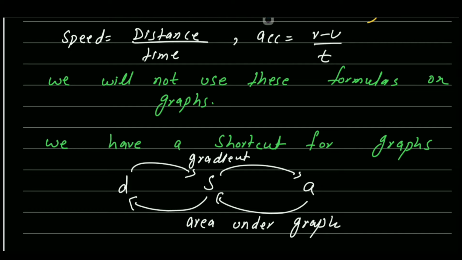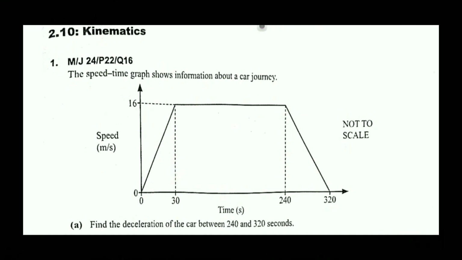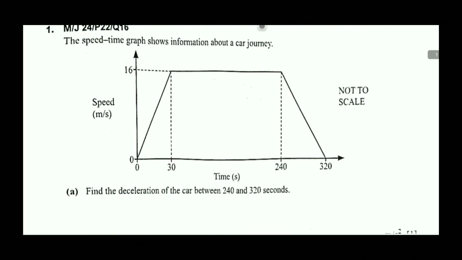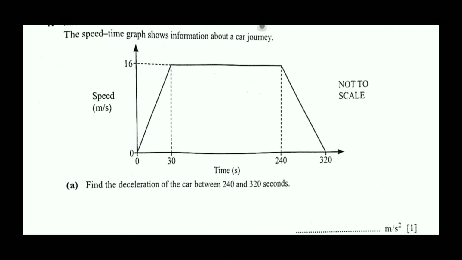So now we will do some past paper questions. Let's start. This is the May June 24 P22 paper. The speed time graph shows information about a car journey. So a speed time graph is given to you. Find the deceleration of the car between 240 and 320 seconds. We have to find deceleration from speed.